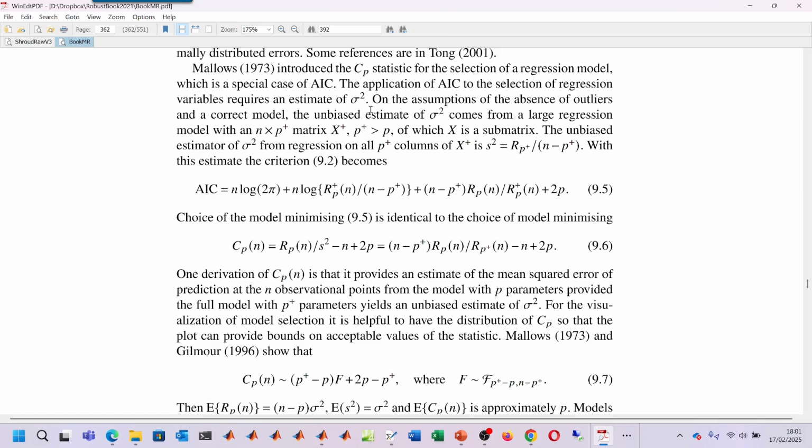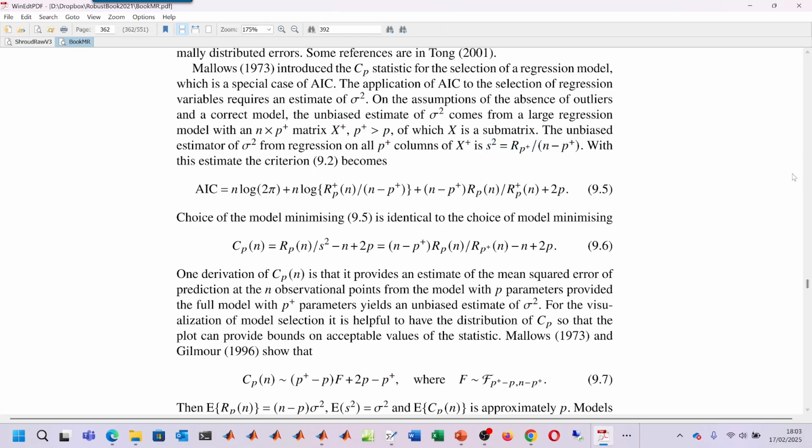On the assumption of the absence of outliers and a correct model, the unbiased estimate of sigma squared comes from a large regression model with an n by p+ matrix X+. p+ is greater than the number of parameters that we expect to find in our final model. X is a submatrix then of X+. The unbiased estimator of sigma squared from regression on all p+ columns of X+ is s squared, that is the residual sum of squares for p+ parameters divided by n minus p+.